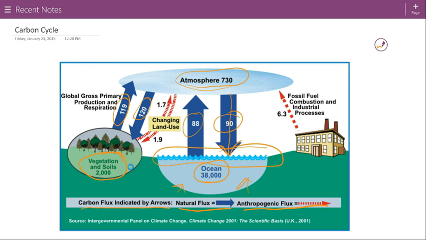Now we're going to get into these red numbers. Okay, so now let's look at these red numbers, the anthropogenic flux. And this is really where the issue is arising.